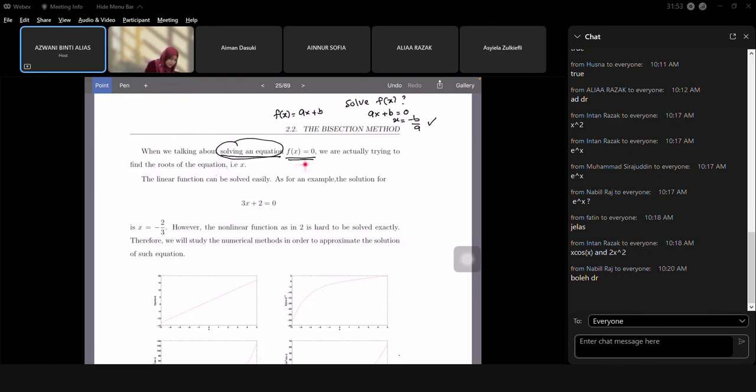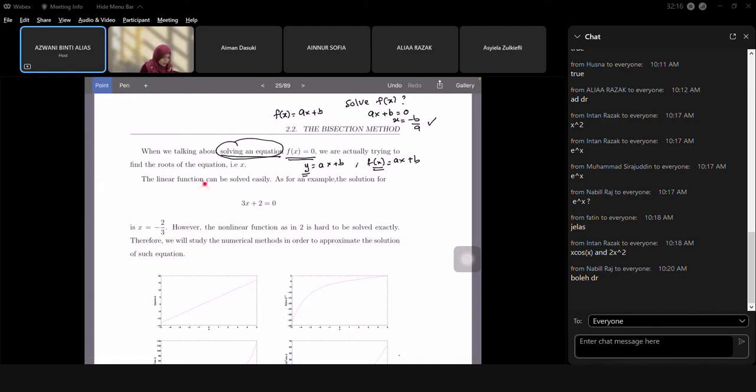Usually, besides writing f(x), sometimes we write the function as y equals ax plus b. It depends on our writing. So this is the same meaning. Alright, just notation.